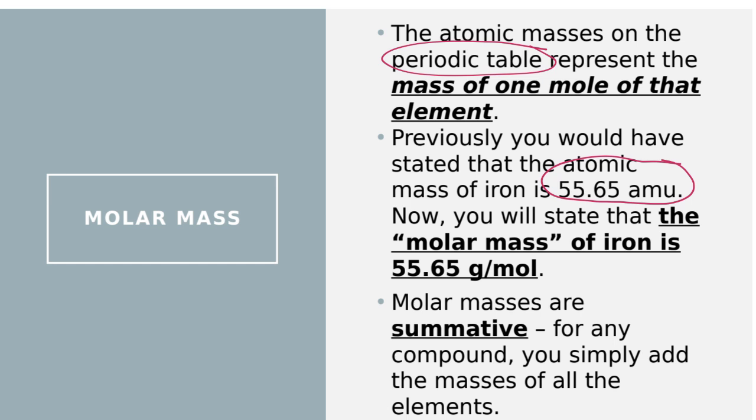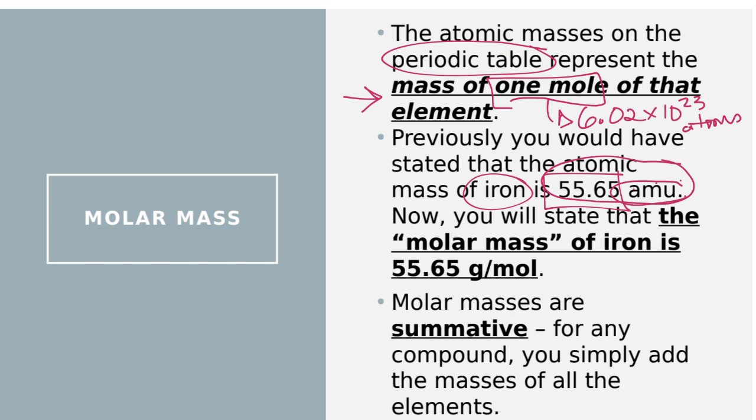And we know that these units refer to atomic mass units. But we're now going to look at those masses a little differently. Now that we understand the concept of the mole, those masses on the periodic table actually represent the mass of 1 mole of that element. And remember that 1 mole means 6.02 times 10 to the 23 atoms of each of those elements. So for example, if we look at iron, the mass on the periodic table for iron is 55.65. And previously we would have said 55.65 AMU, atomic mass units.